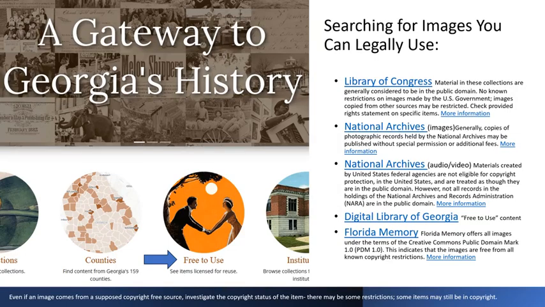Another thing you can do if you're looking for images to illustrate your exhibit from outside your collection, check repositories that have large sets of items that are not likely to be in copyright. This includes Library of Congress and National Archives. I've listed a few other repositories on this slide as well. Anything that you find, you should always check the rights on that individual item because there could be restrictions.